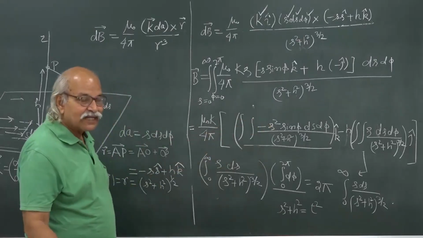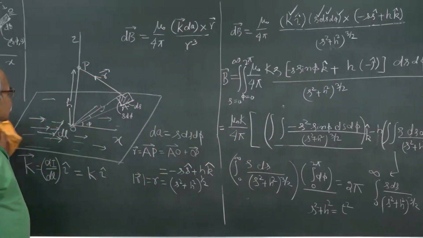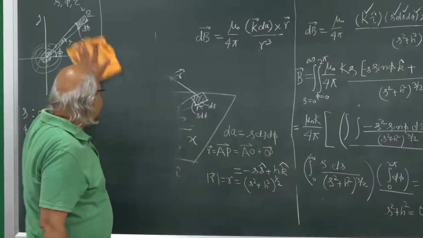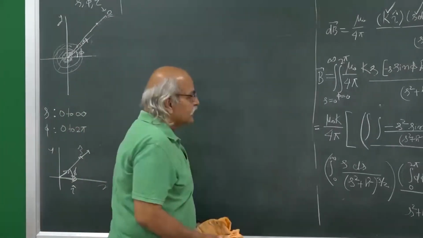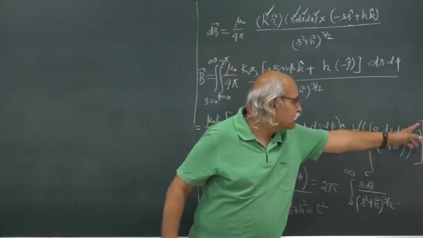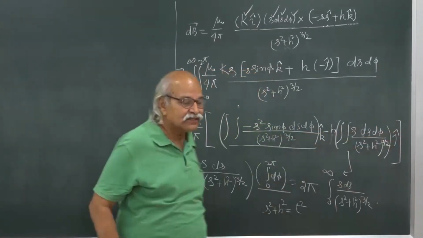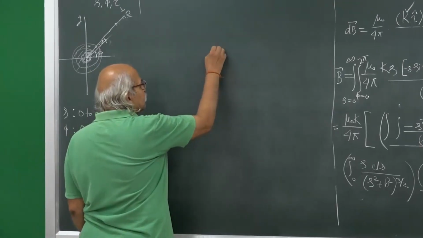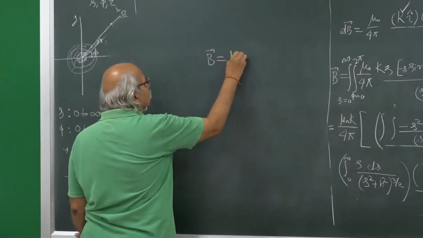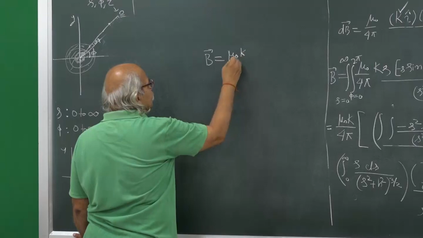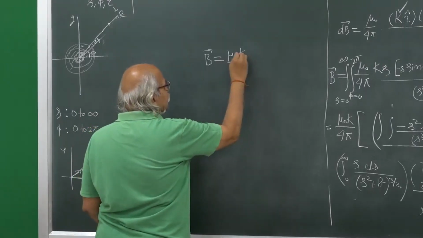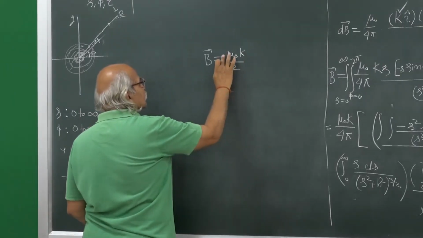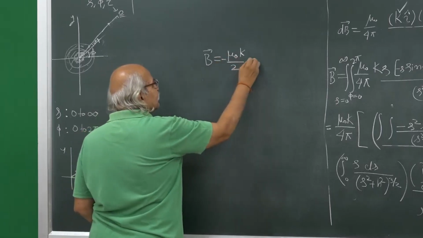You work out that algebra, and the result is very interesting. It is in the j cap direction, that you have already seen. So, B is equal to mu naught k divided by 2, and minus j cap. Okay. So, this is minus here and then j cap here.